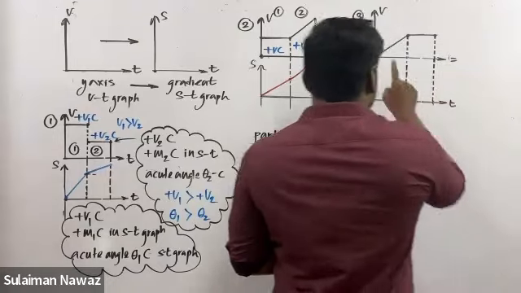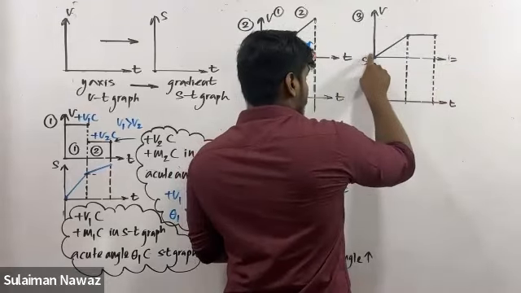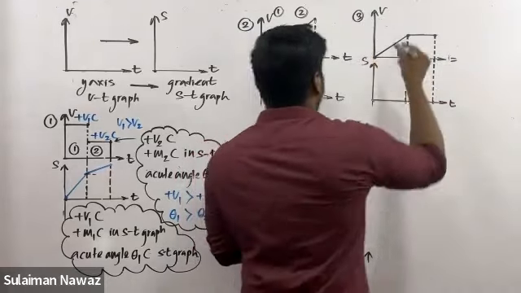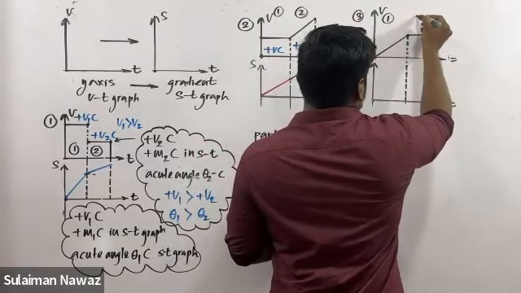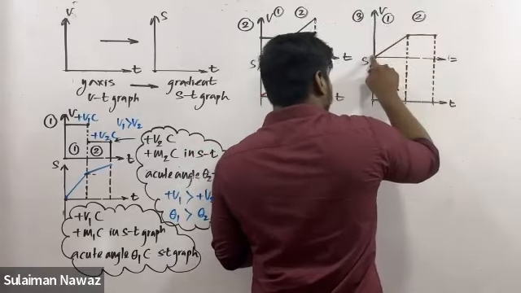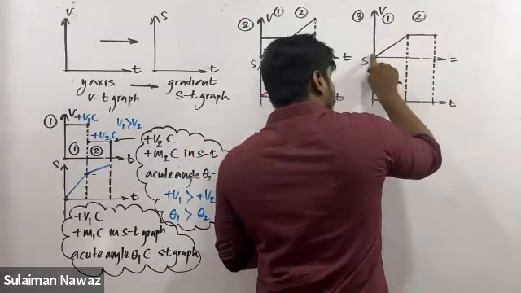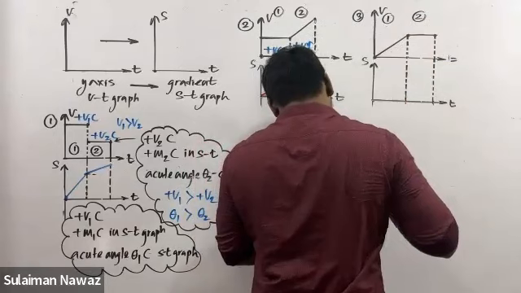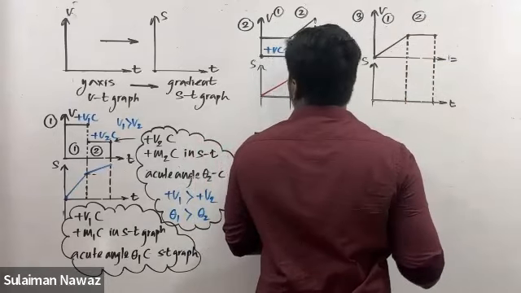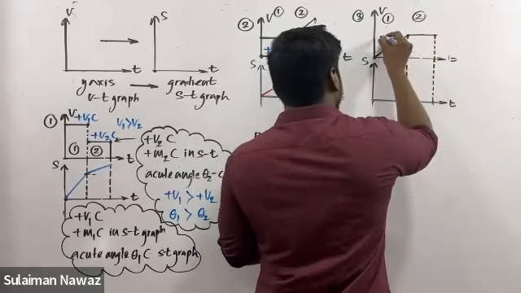Check the y-axis. If I consider the first part, what's happening to the y-axis? Velocity. With time, positive velocity increases. Check the y-axis. Positive velocity increases.